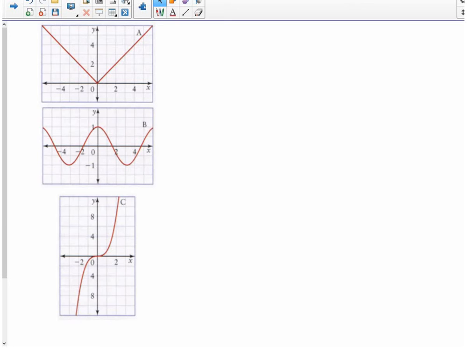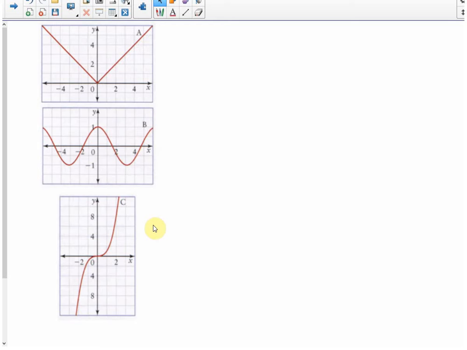Hi folks, we're going to take a look at page 435, numbers 1 and 2. So here we're given these three functions, or the graphs of these three functions, and we're being asked what combination, when we multiply them, will give us an even and odd function.